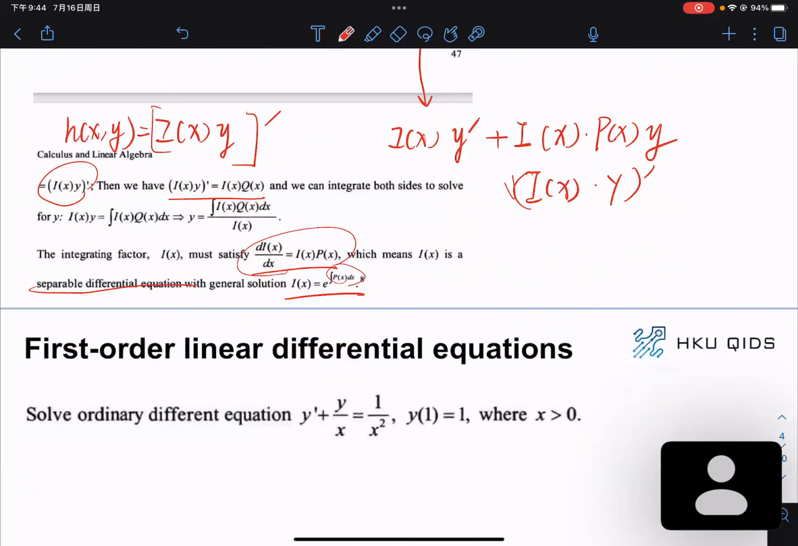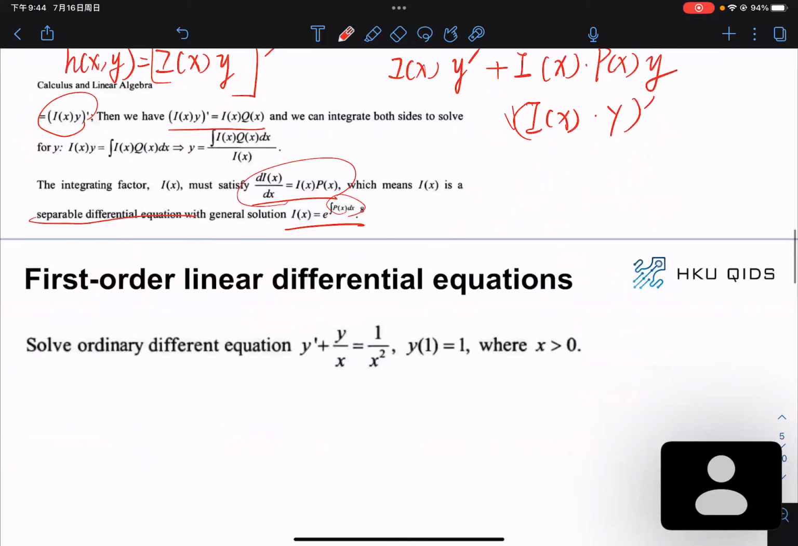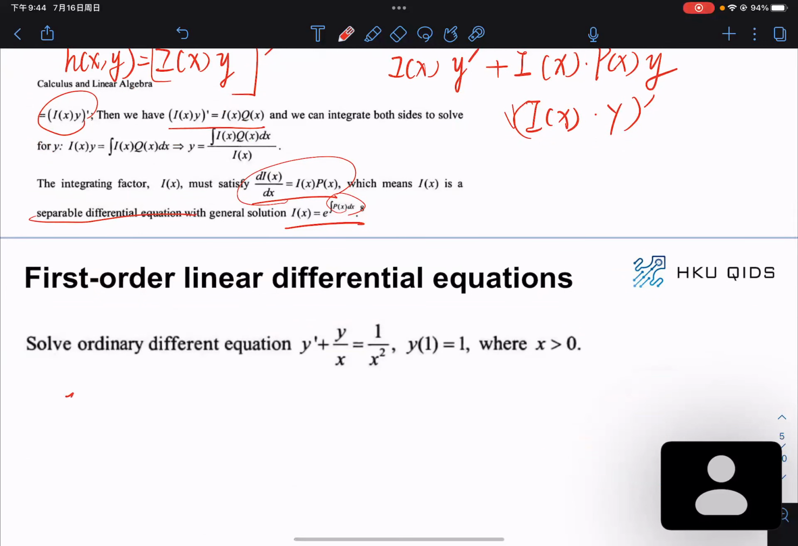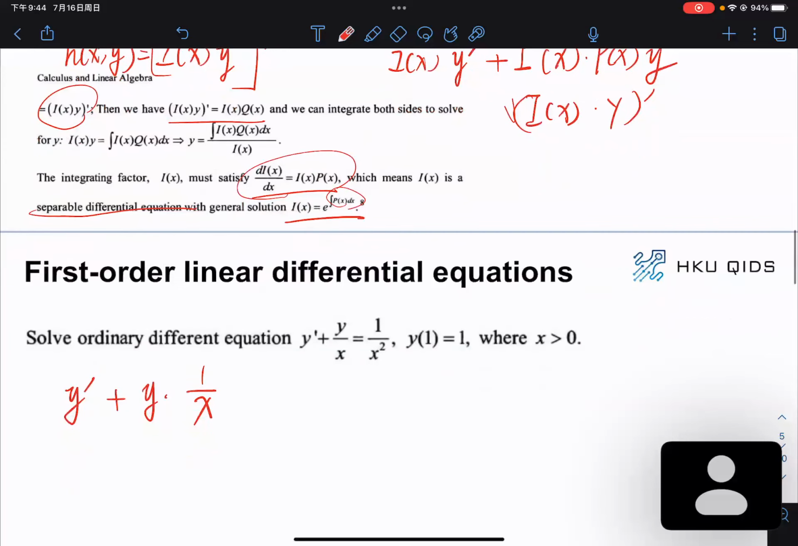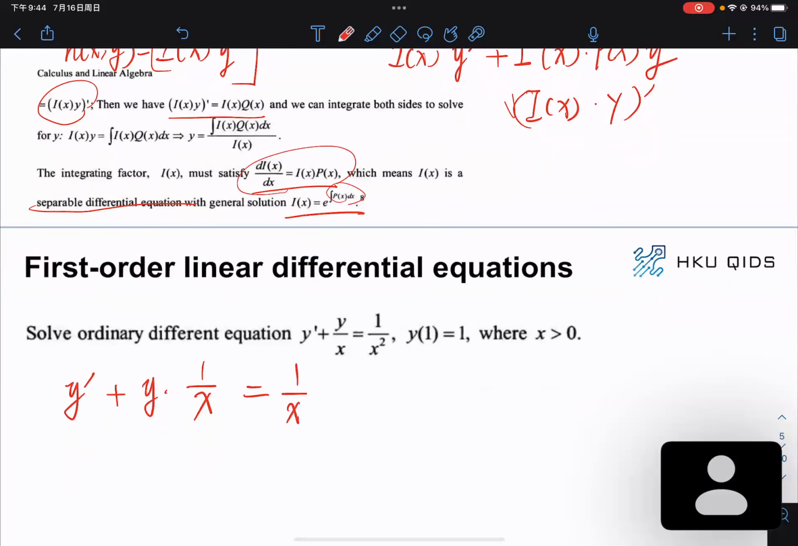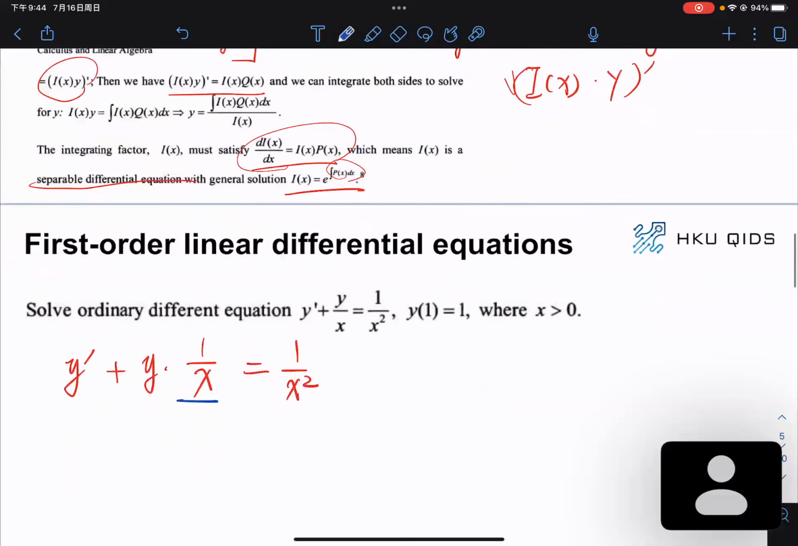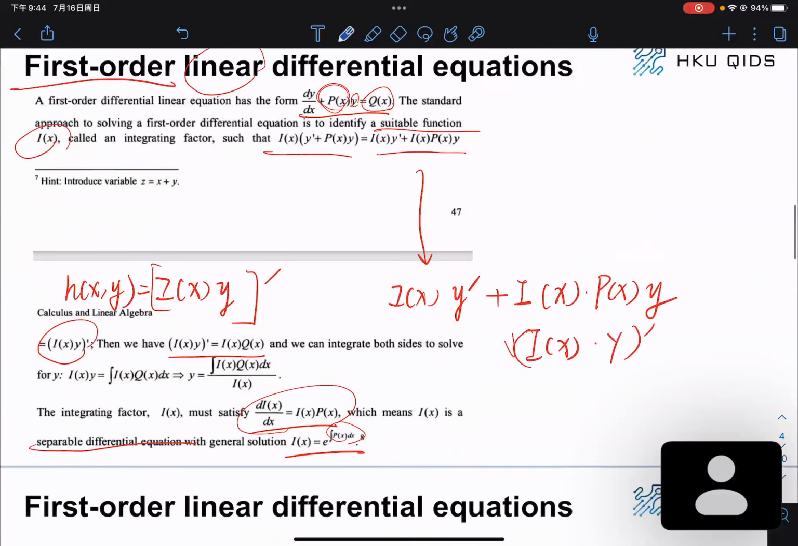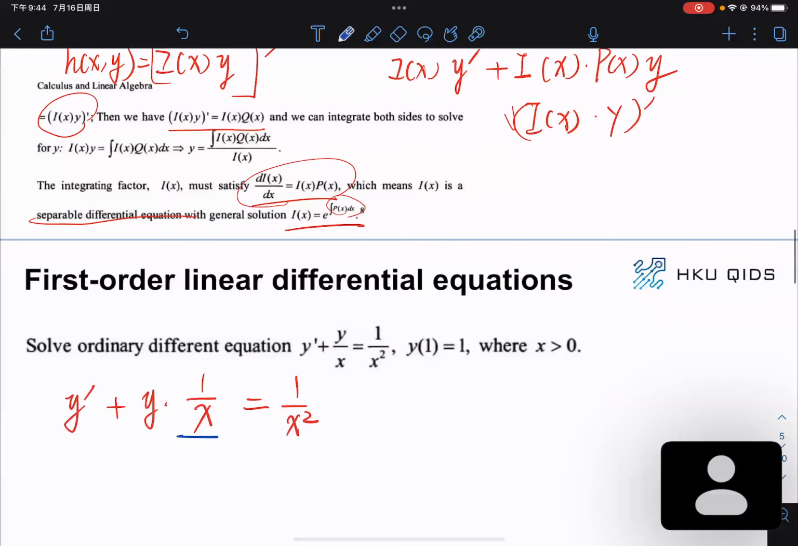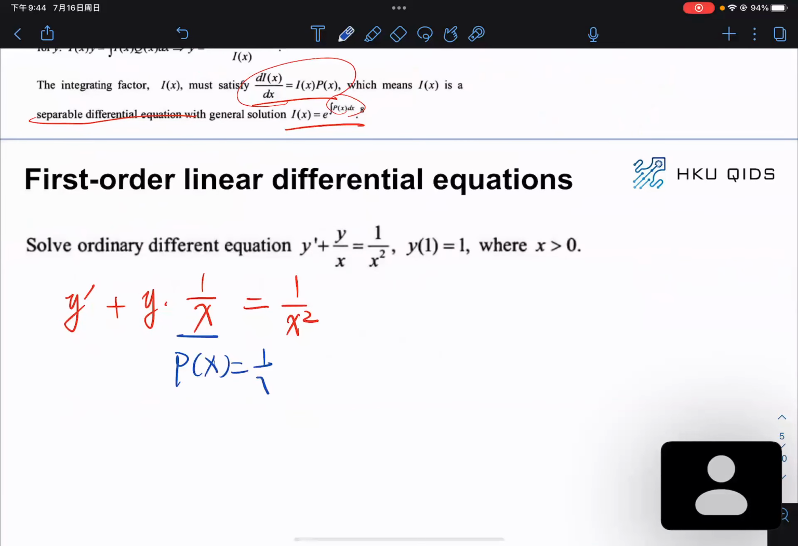And let's give it a try. So now we have dy over dx plus y multiplied by 1 over x. We try to write it separately, and it is going to be equal to 1 over x squared. And we can find what? This is going to be the p(x) here, right? So p(x) equals 1 over x, and q(x) is going to be 1 over x squared.